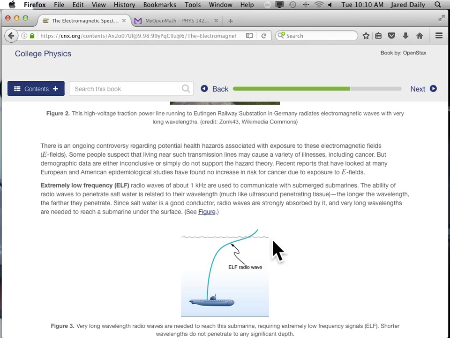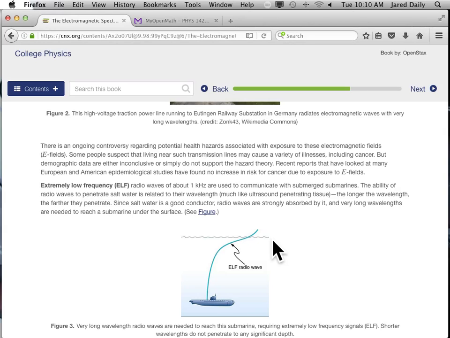But because it's such a long frequency, or such a long wavelength, it's carrying very little information. Remember, higher frequencies carry more information. This is a long wavelength, so it's a low frequency. So it carries very little information. It might carry one letter per minute or something like that. Well, maybe not that bad.